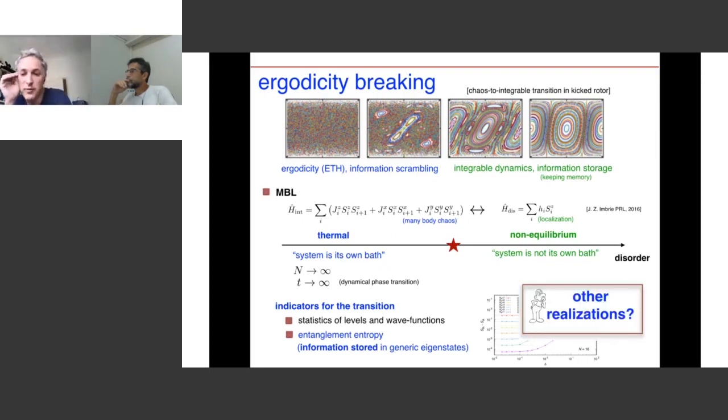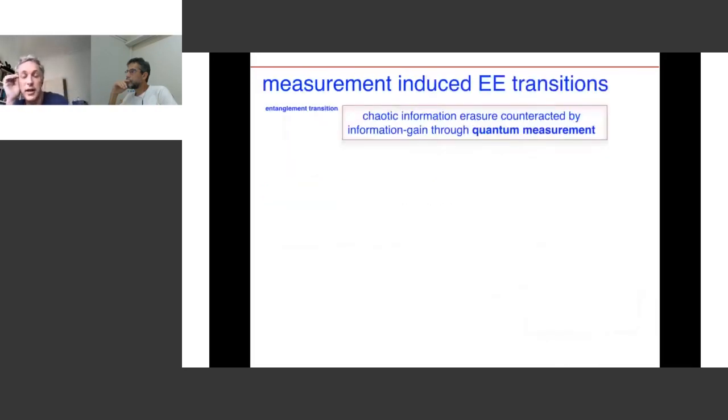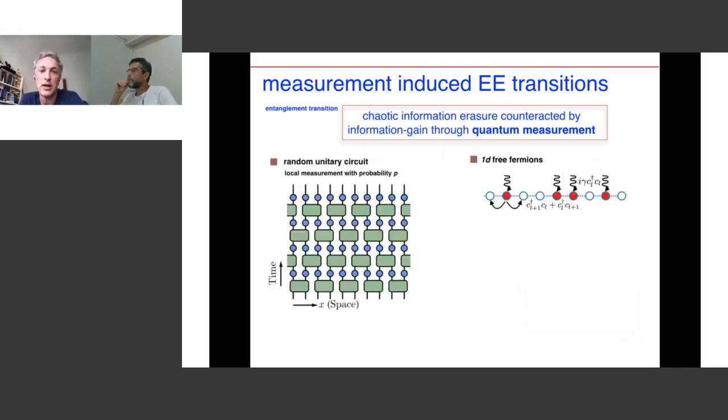One can then, of course, ask if there are other variants or realizations of such an, let's say, entanglement transition, if this can be realized in other contexts. And one thing that has been discussed quite a lot recently is the idea to make such an entanglement transition via measurement. So the idea is that the chaotic information erasure that you have in the ergodic regime, related to the many-body chaos, is counteracted by information gain through quantum measurements. And there are two models which I briefly mention here, which are reasonably well understood.